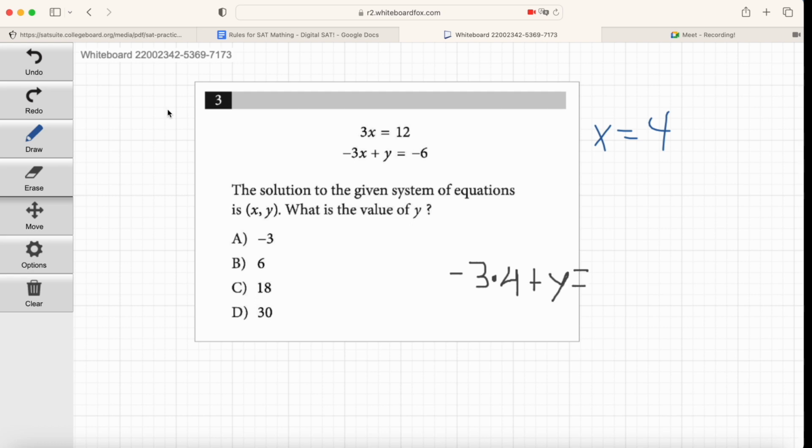Looking good. I'd use parentheses here as well just to make this really clear. That's negative 3 times 4. That's fine. That works too. And then what do we do next? Solve for y. We can, one second.